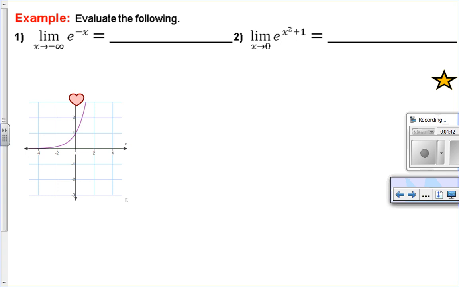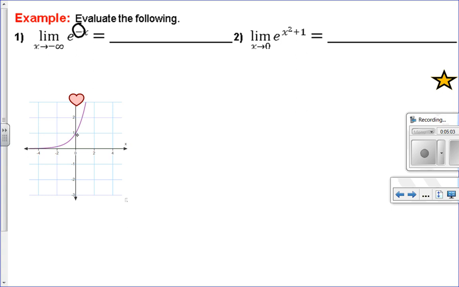If I look at the limit as x approaches negative infinity of e to the negative x, well, you can see here I have the graph of e to the x, but I have a negative x, which just means I've done a horizontal reflection. So I'm going to take this graph here and do a horizontal reflection.